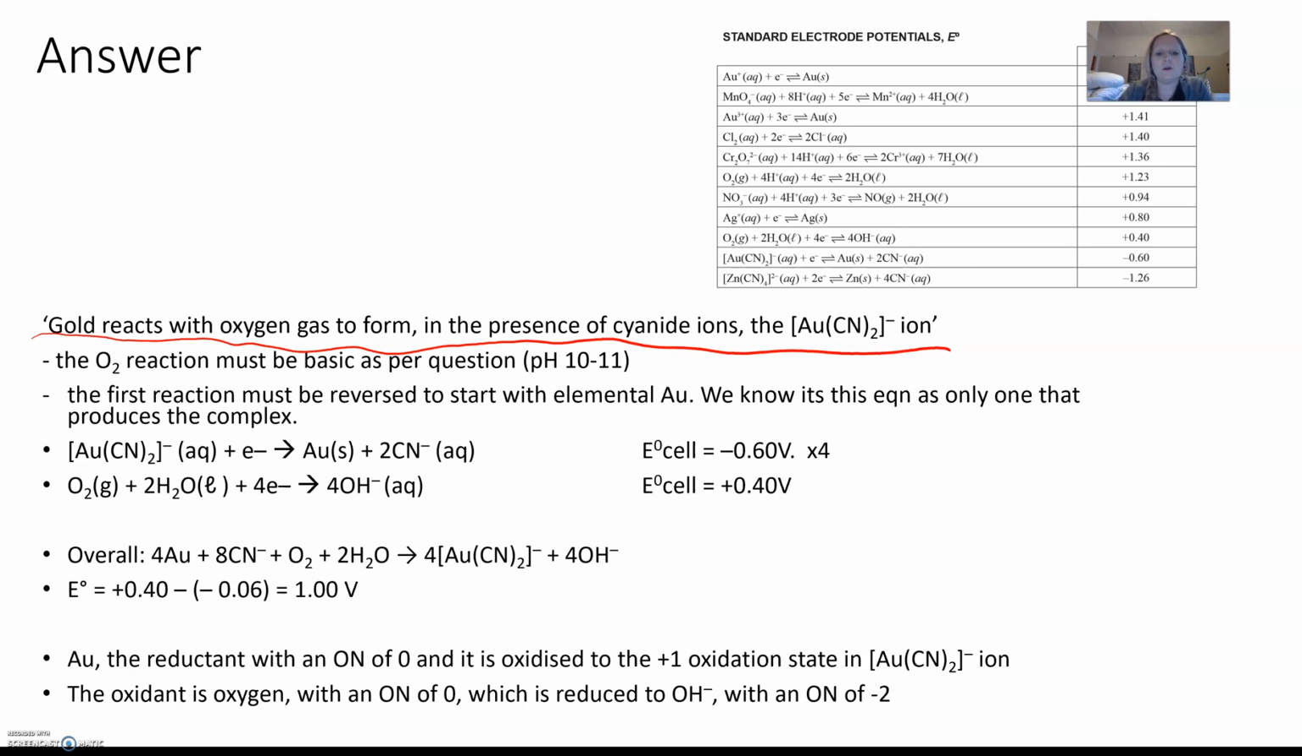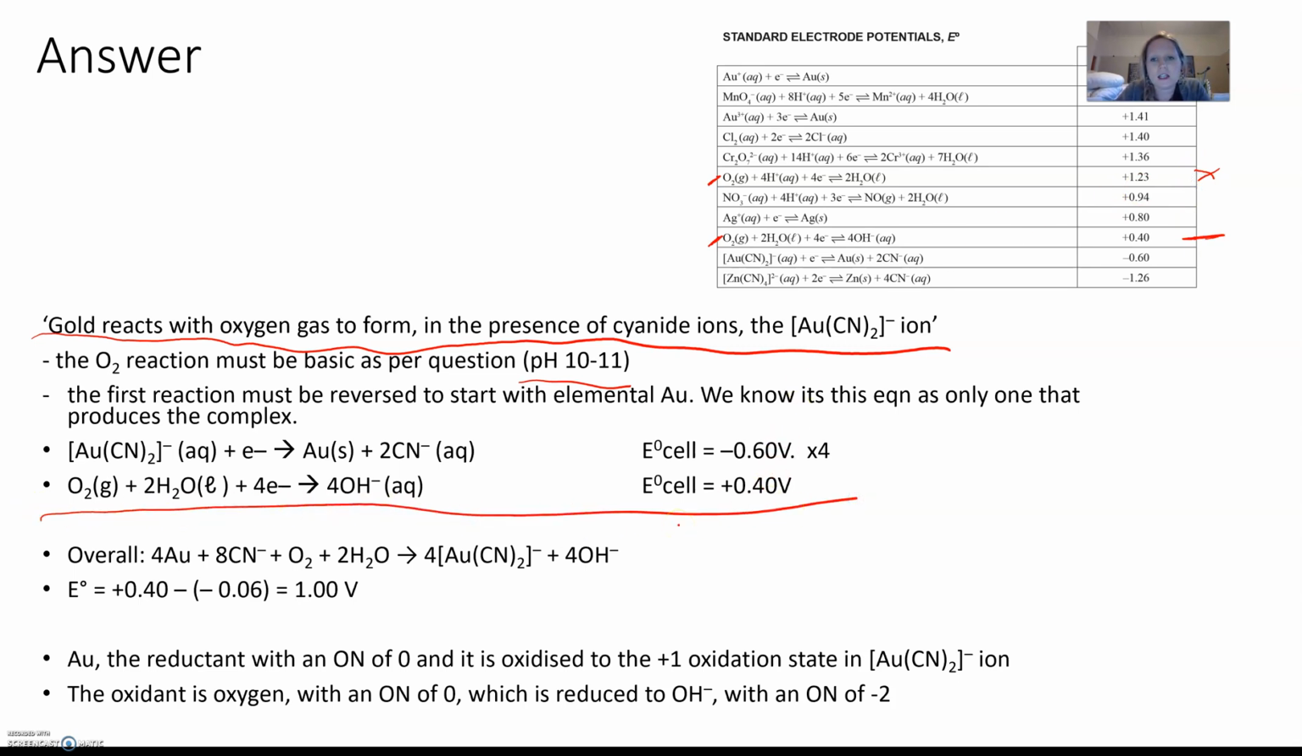So here are the two equations. What I did is I first went, okay, where's the oxygen equation? Because it's saying that it's reacting with oxygen. And when you look for the oxygen equation, there are two. There's this one here and there's this one here. And it said it's basic conditions. That's really important because that means it has to be this oxygen equation and not this acidic one. So that was quite important. So I've just copied that reaction down.